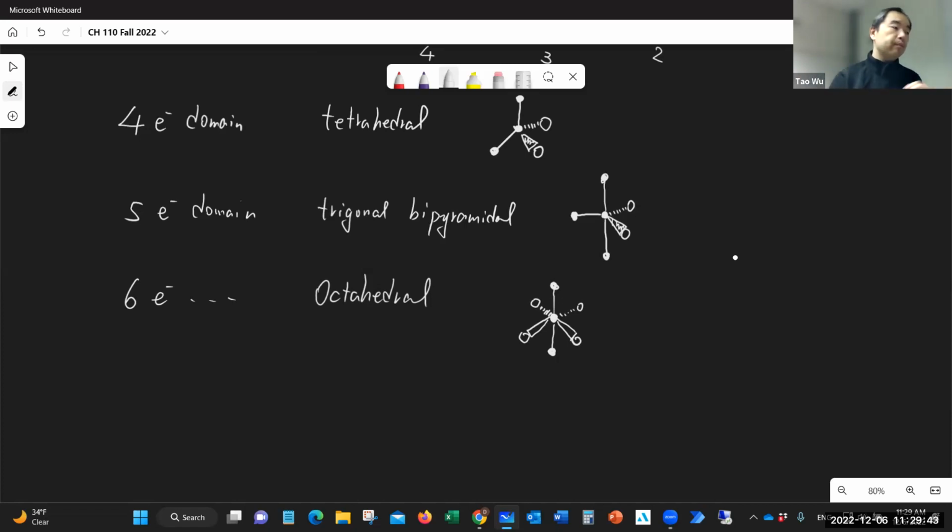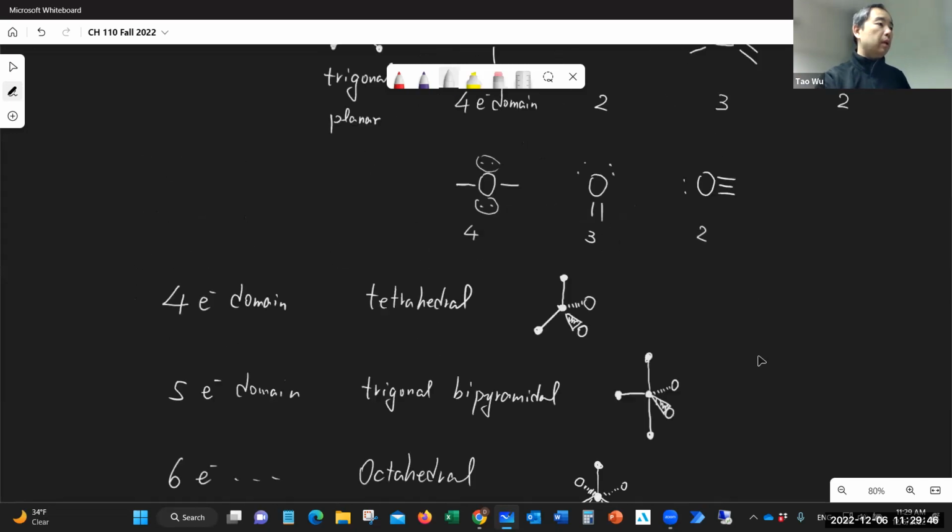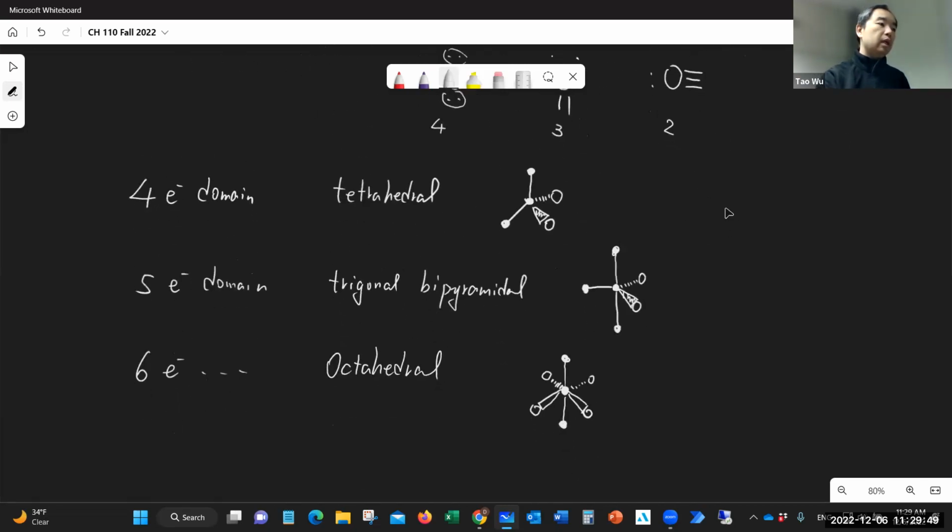That's the octahedral shape. Okay, so now we have talked about those electron domain geometries, and those geometries are fixed. If you have those domains, you have to form those kinds of shapes. But the reason I emphasize the electron domain geometry is that the real geometry of the molecule may or may not be exactly the same. So now we need to talk about the variation of the shape.